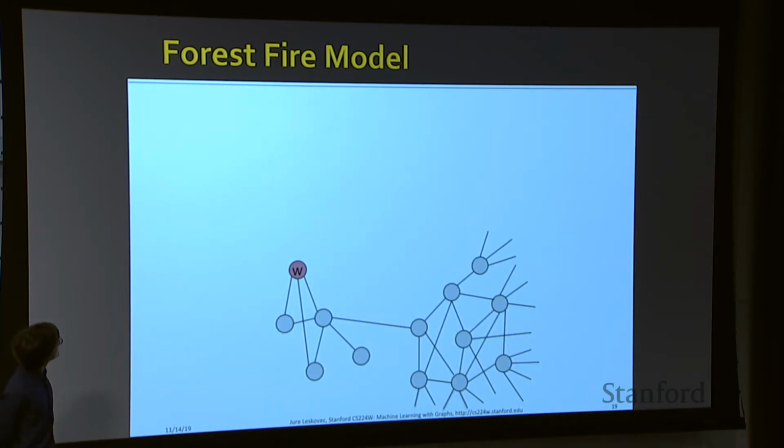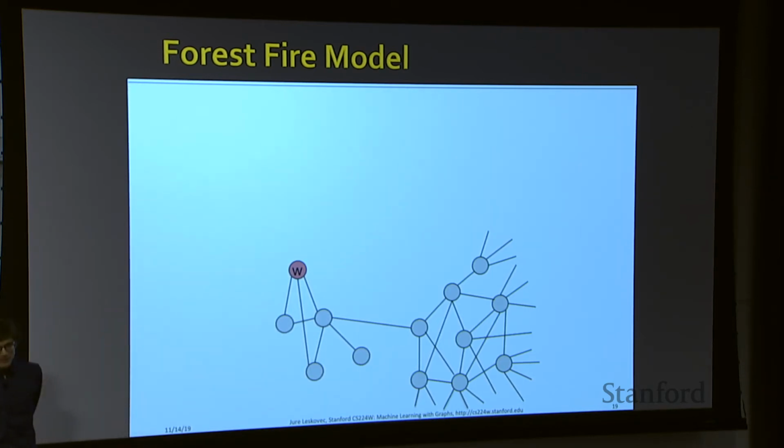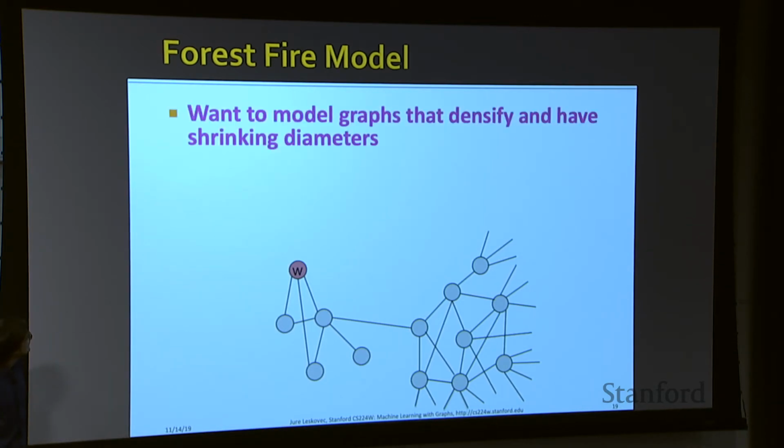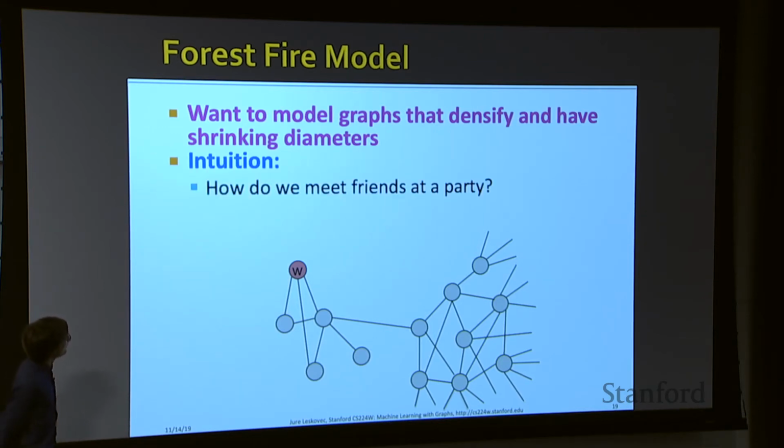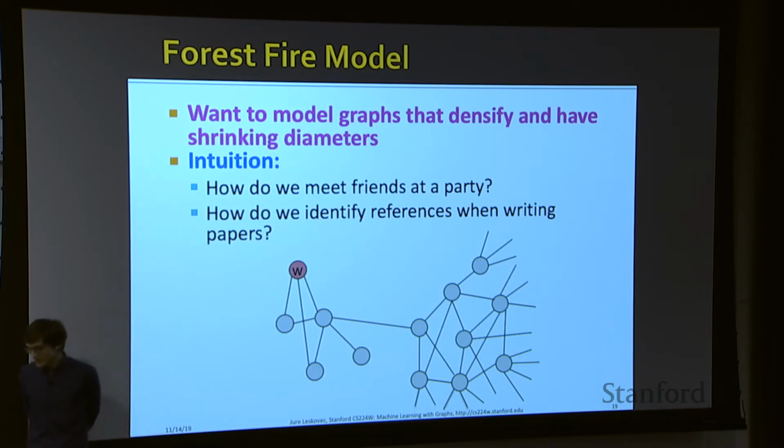The intuition for this model came from the party, and the question is, how do you get introduced to new people at the party? When I was a young student, the first time in a US university, I needed to be introduced at parties. So I observed how that is done. And the way that is done is the following. So how do you meet friends at the party, or how do you identify references when writing papers?